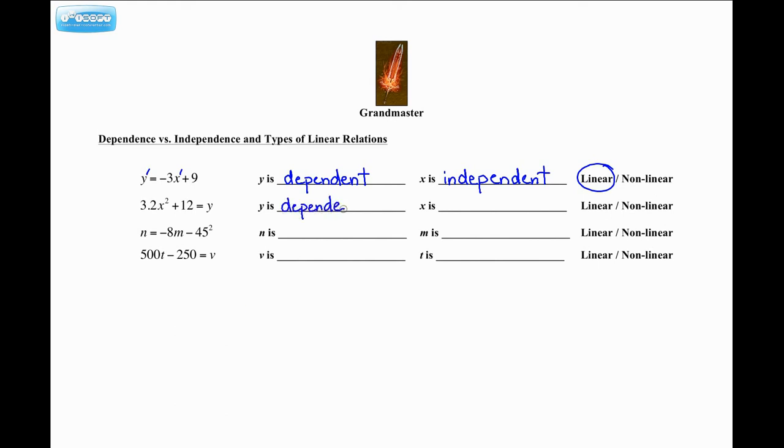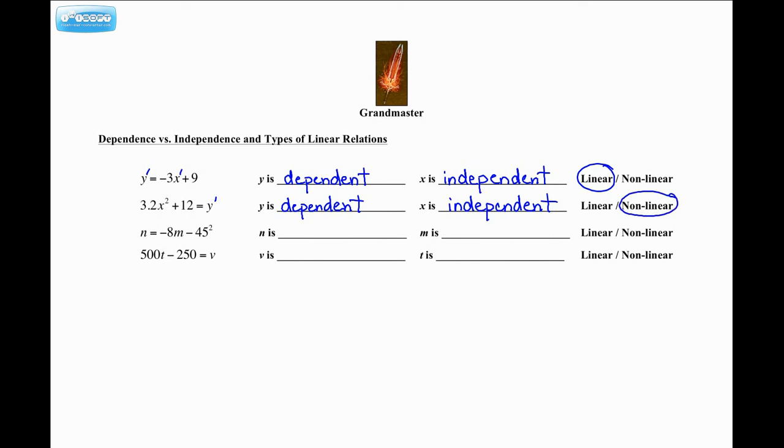Next, y is isolated once again, so that is dependent. Typically when you have x and y, y is always dependent anyway. Very rarely is it the other way around. X is independent. Let's have a look. Here's a term containing variables. The exponent on x is a 2, and this is an invisible exponent of 1. The degree of this term is 2. So right away, I don't even care what this other one is. I know right away that this is nonlinear.